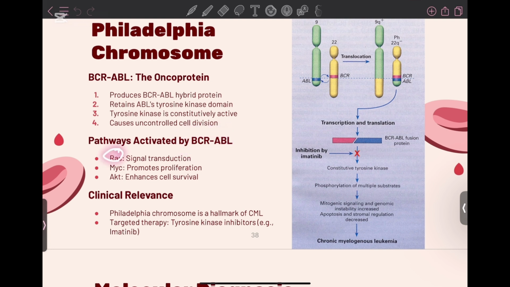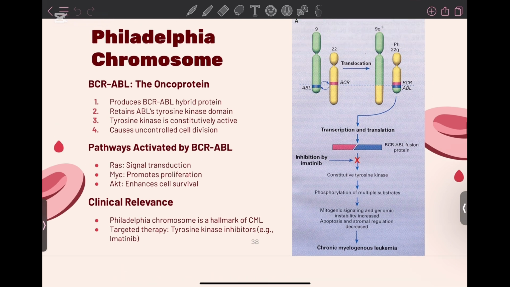It could be RAS, which is a part of the signal transduction. It could be MYC, which promotes proliferation. And if it was AKT, it will enhance survival. It's very important to know which one stands for what, because they might ask if a BCR-ABL pathway that was activated by RAS would most likely cause signal transduction.